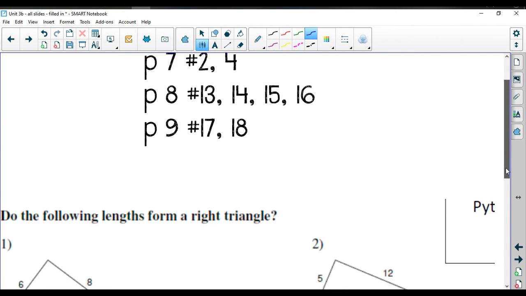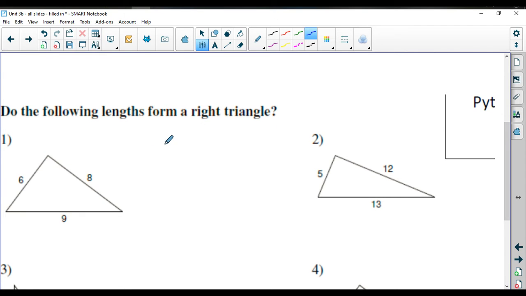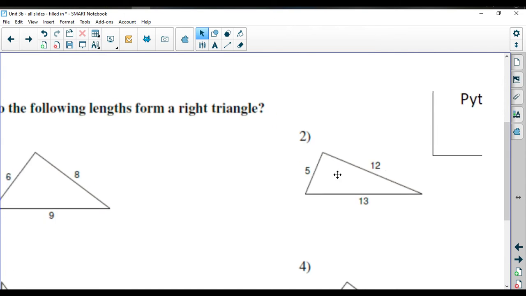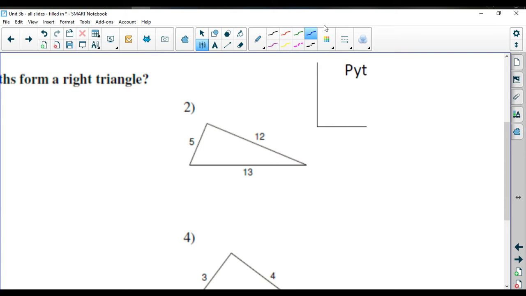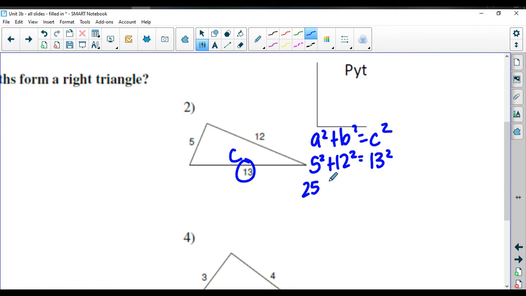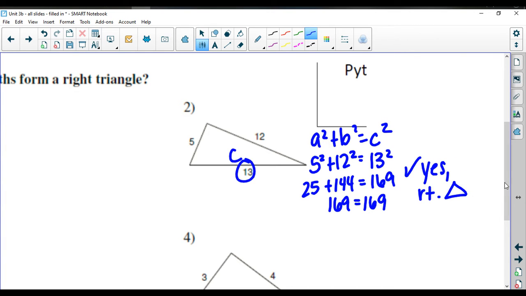So going back to page 7, number 2 and 4, just so that we have the directions, do the following lengths form a right triangle. So I'm going to go ahead and look at number 2. And remember, we're working backwards to check these. Find the biggest side. That one's going to be your c. So we have a squared plus b squared equals c squared. And then I just plug in the other two values for a and b. 5 squared is 25. 12 squared is 144. 13 squared is 169. Add these together, we get 169 equals 169. So we can say check, yes, right triangle.